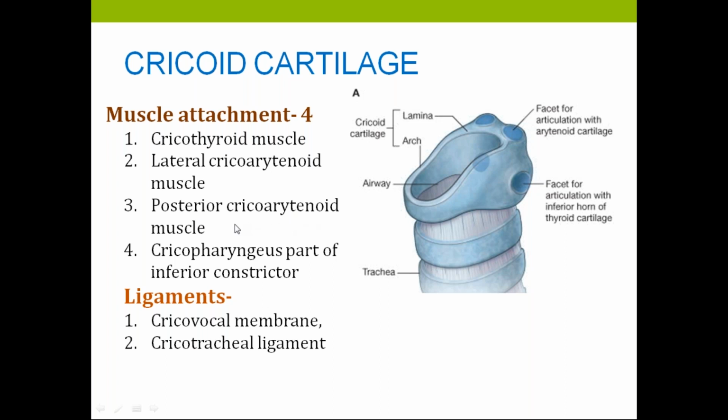And in addition, it gives attachment to the tendon of the esophagus. And the outer surface also gives attachment to the cricopharyngeus part of the inferior constrictor. Two ligaments are attached along the inner lip of the arch. Along the upper border, it gives attachment to the cricovocal membrane, and the lower border gives attachment to the cricotracheal ligament or membrane. So that's all about the cricoid cartilage.